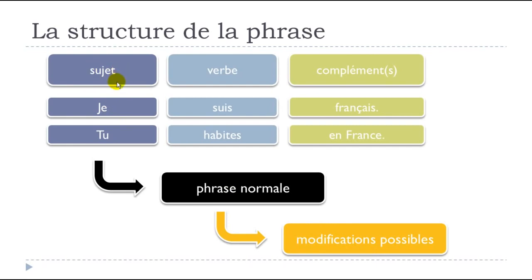Okay, you should keep in mind that first you will put the subject, then the verb is coming, and after that les compléments. Le sujet, le verbe, les compléments. Je suis français. Tu habites en France. And that's it.